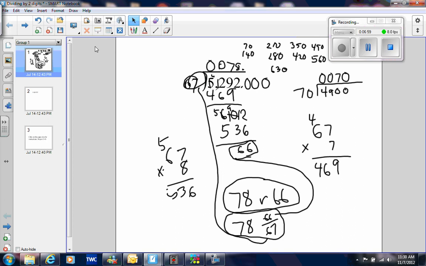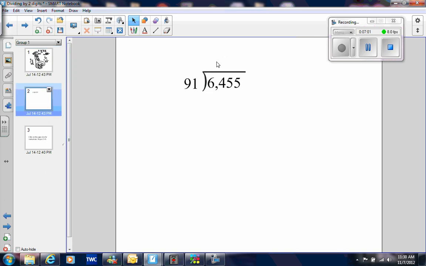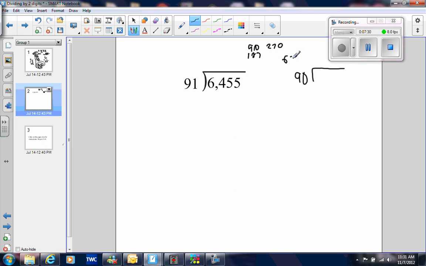Let's do one more while we're at it. Let's start with a clean slate here. I've got 91. 91 is close to 90. Into something that's close to 6,455. Start thinking about that. I think 90, 180, 270, and so on, all the way through. If you know your multiplication tables well, you know you're eventually going to come to something that is 630, which is nice and close to 645.